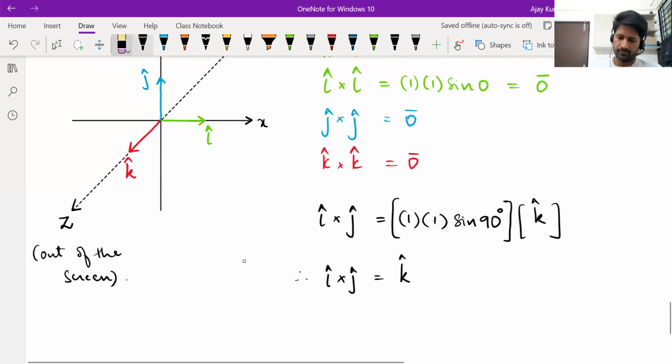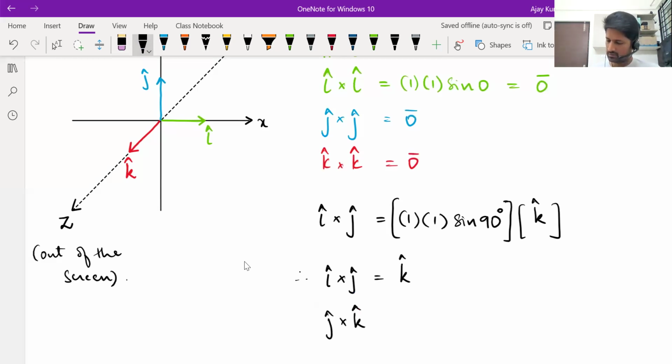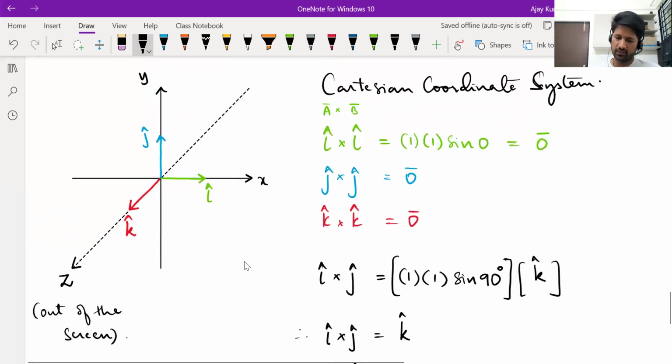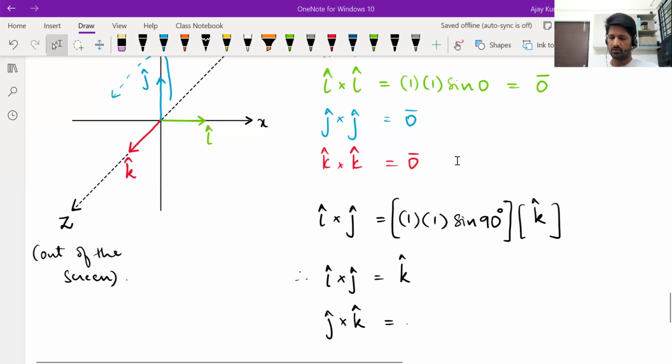Okay. Next, J cap cross K cap. Visualize this carefully. You'll have to move in the direction of J and then turn towards the direction of K. Means you have to turn out of your screen. First move upward, then move towards yourself. And curl your right hand fingers that way. In which direction will the thumb point? Pawan, tell me what is the direction of J cap cross K cap?